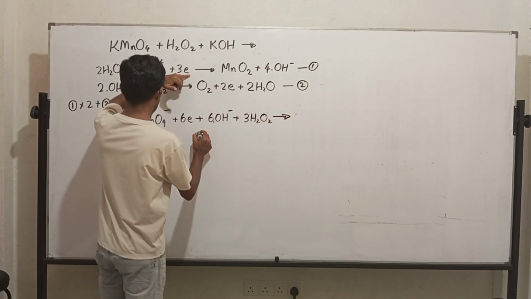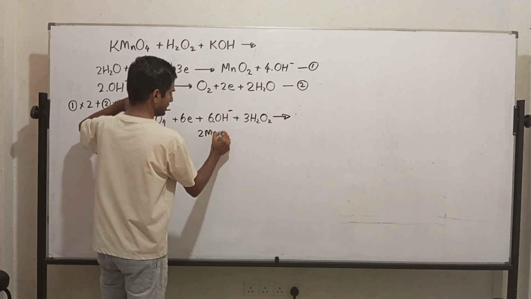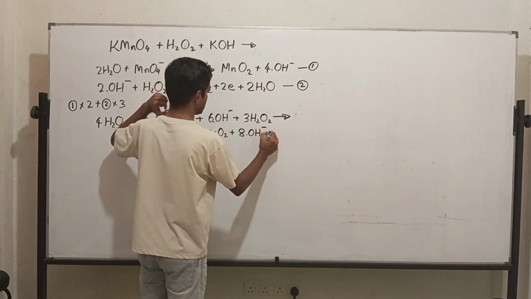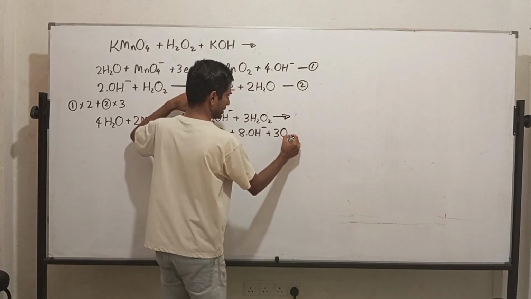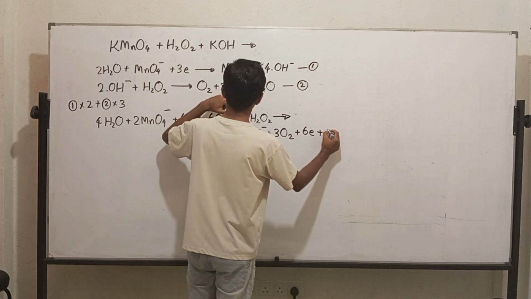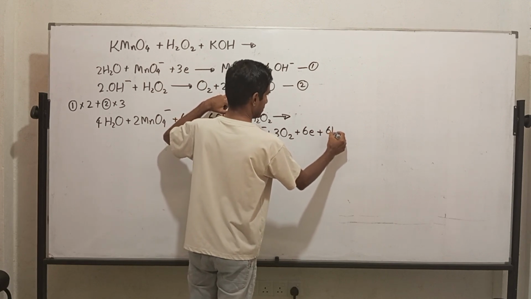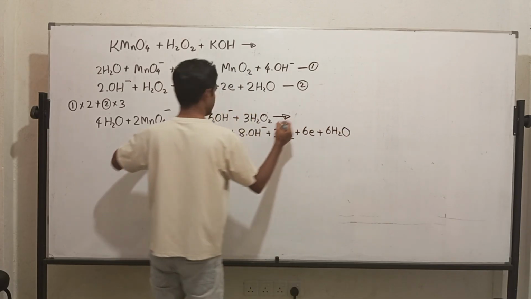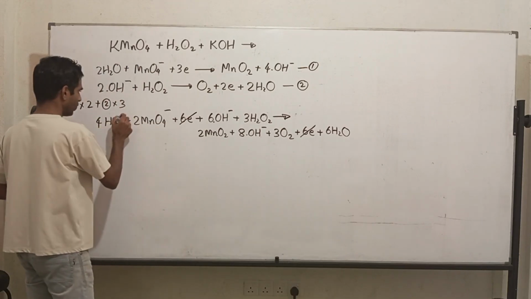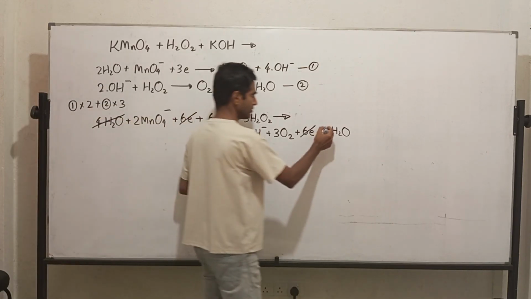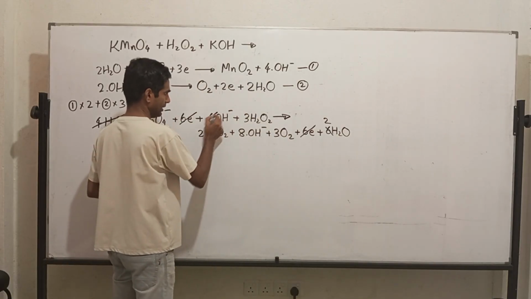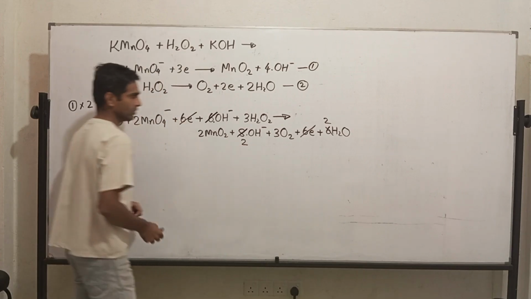Products are 2 manganese dioxides, 8 hydroxide ions, 3 oxygen molecules, 6 electrons, 6 water molecules. The 6 electrons cancel out on both sides, and 4 water molecules cancel out. 6 hydroxide ions cancel against 8 hydroxide ions, and 2 remain.